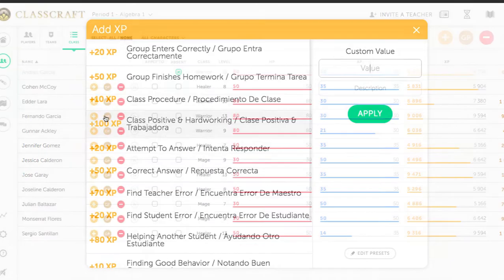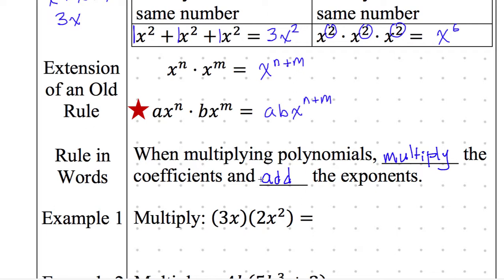Why am I not struggling with the alphabet today, I guess? Multiply the coefficients. Add the exponents. Every single time, over and over, it's the same rule.